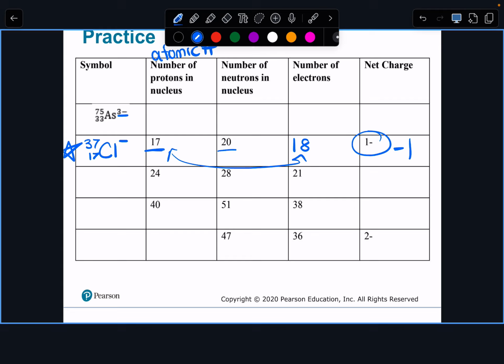Okay, so I'll go ahead and fill these in just for you to check as you're finishing up. Nope, that's not a 3.